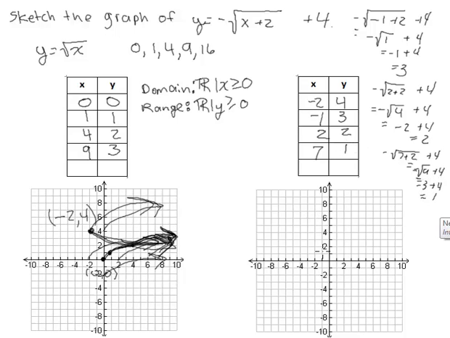Okay, so now I have my points. I have -2 and 4, -1 and 3, 2 and 2, and 7 and 1.